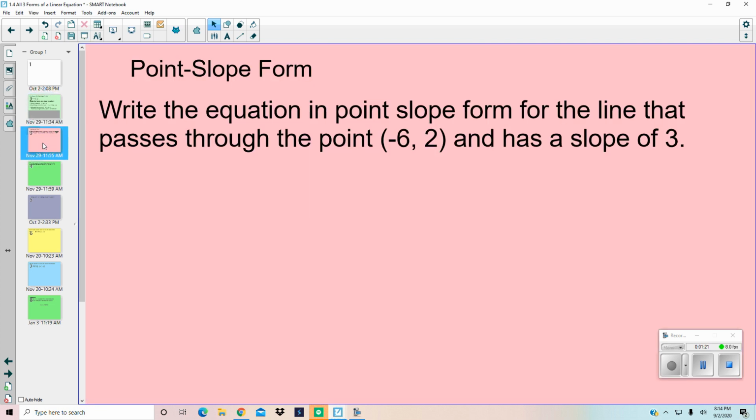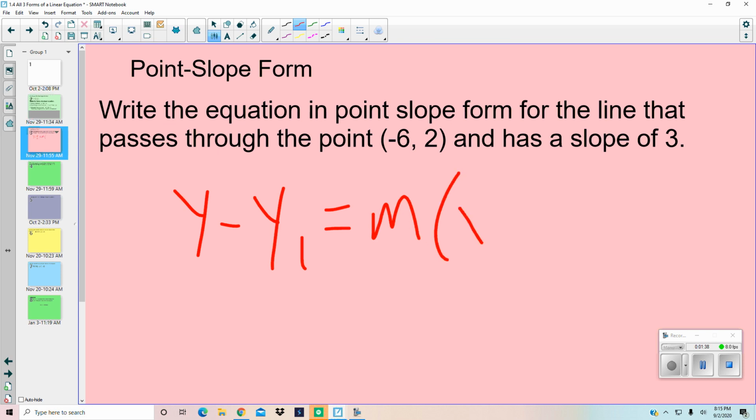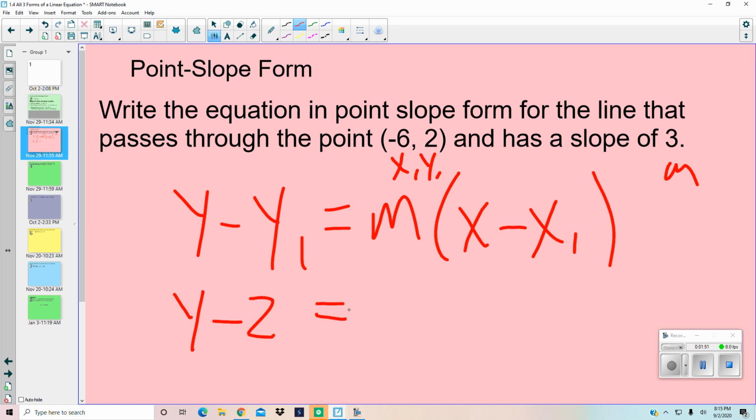All right, so point-slope form. If I give you a point and I give you a slope, you should be able to write out the equation in point-slope form. y minus y1 equals m times x minus x1. It means you just plug in the x1 and the y1, that comes from the point, and then the m. So leaving y as a variable here, minus 2, because that's the y coordinate, slope is 3, and then x minus negative 6 is going to be plus 6. That's point-slope form.